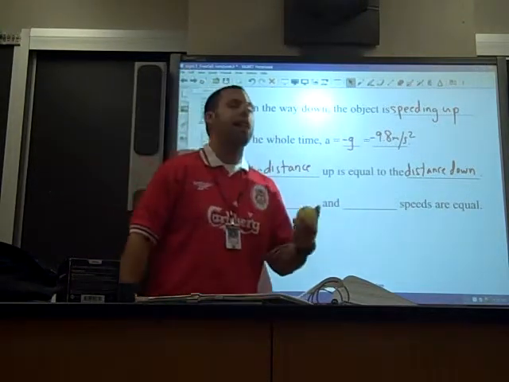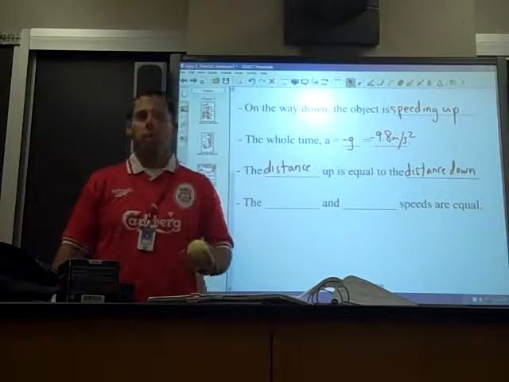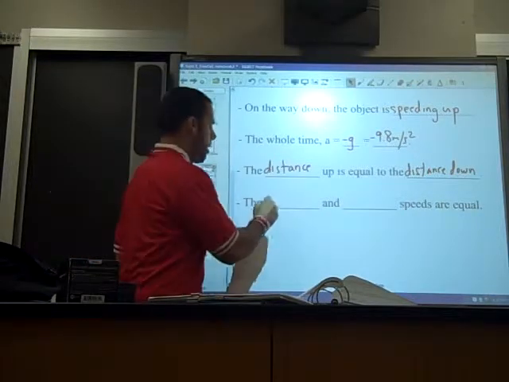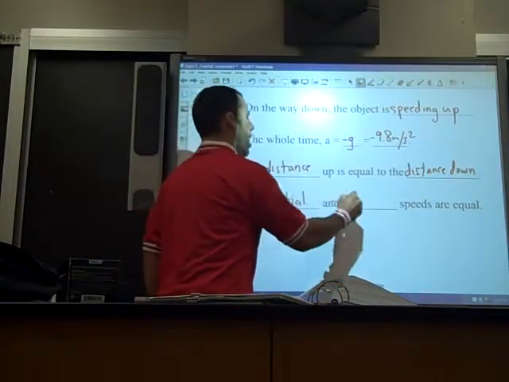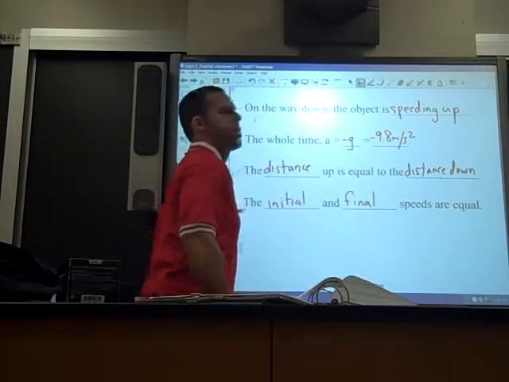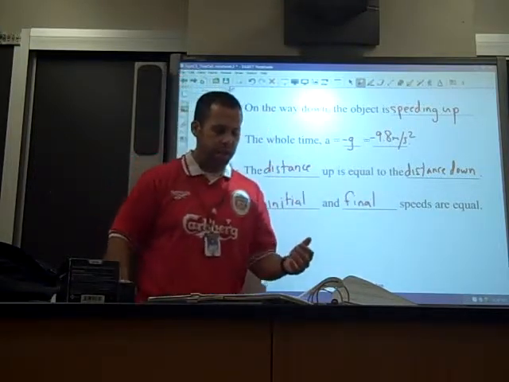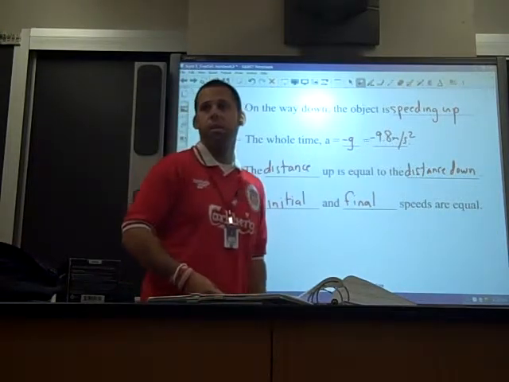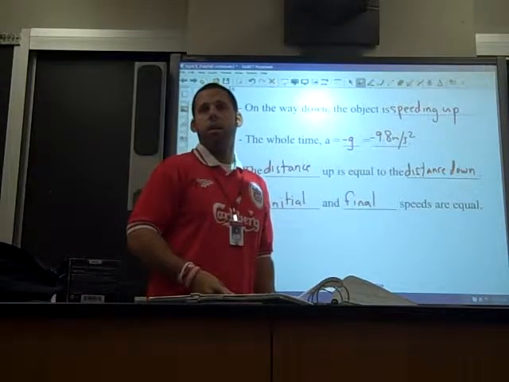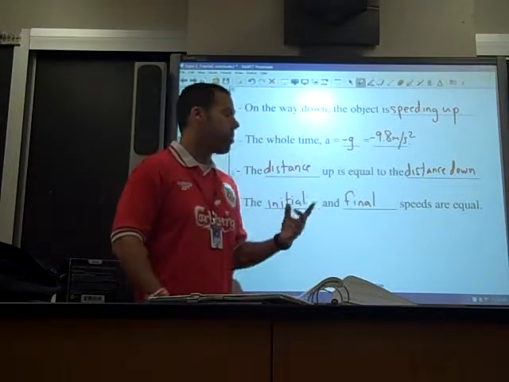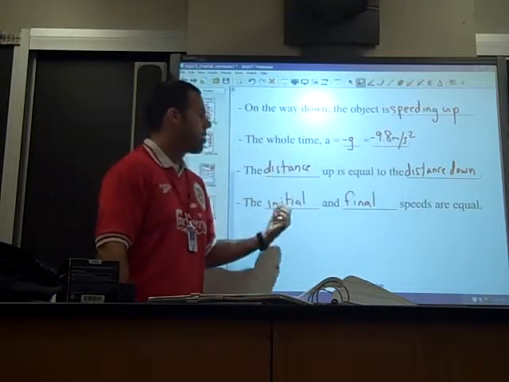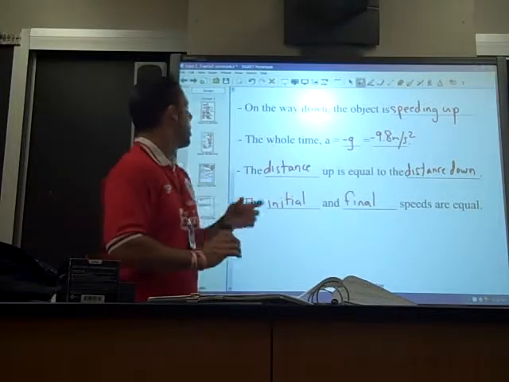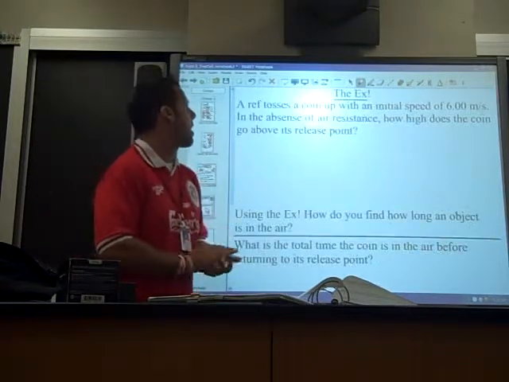And the blank and blank speeds are equal. Initial and final speeds are equal. Why didn't I say velocities? Because the direction's different. They're not the same. They're opposite directions. So speed is a scalar, it's just the magnitude, and that's why those are equal. Yes, we good? Okay, let's look at the example.